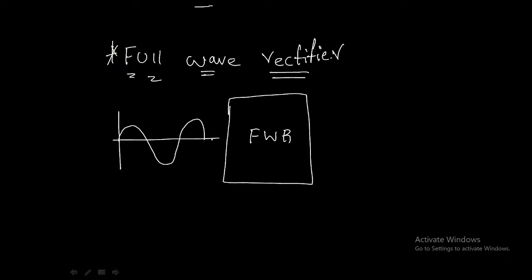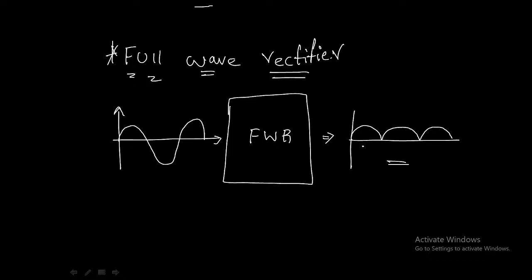A sinusoidal input AC voltage, and the output of this full wave rectifier will be a pulsating DC. Like this, we will get our output, which is a pulsating DC. The frequency of this output is 2 times the input, whereas in a half wave rectifier the frequency was the same, but in a full wave rectifier the frequency increases.